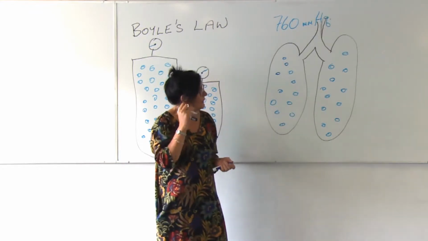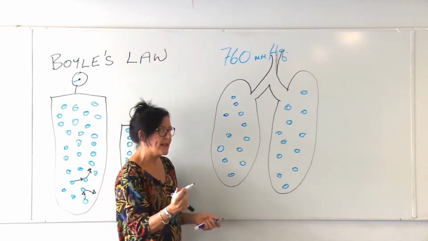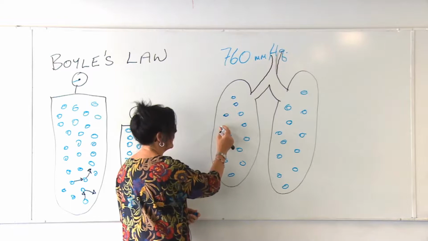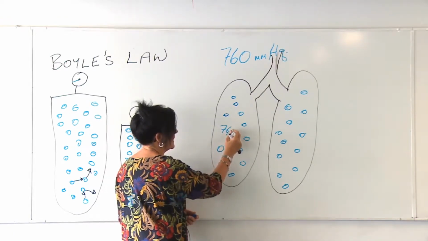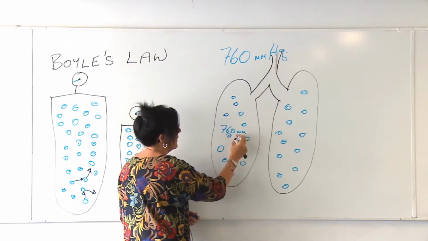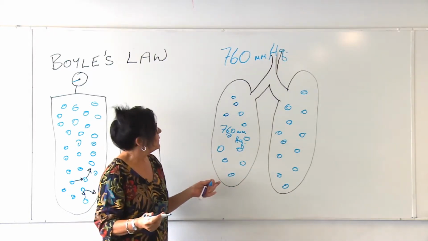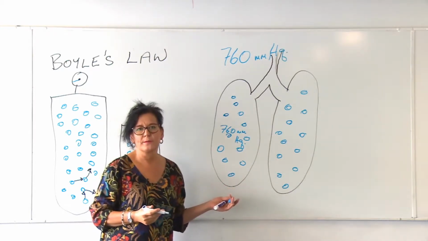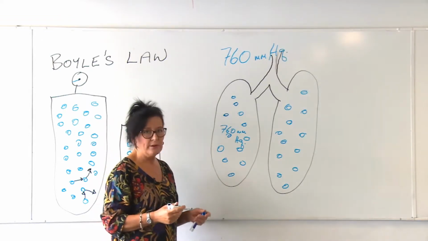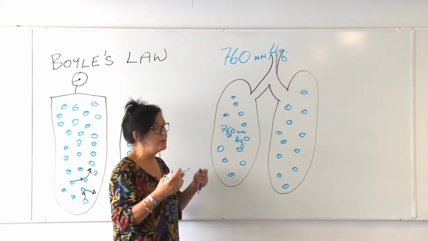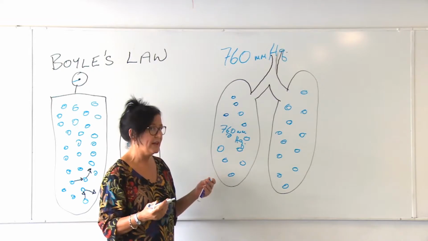So, okay, if it's the same in the lungs, so say we have 760 millimetres of mercury in the lungs, we don't have a pressure gradient, do we? So what's going to happen is nothing. Air will not move in, it will not move out.